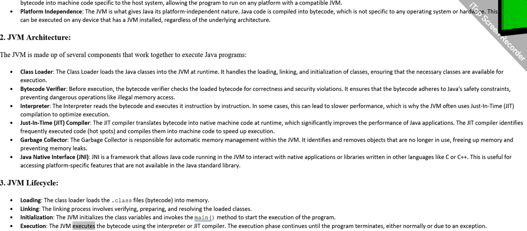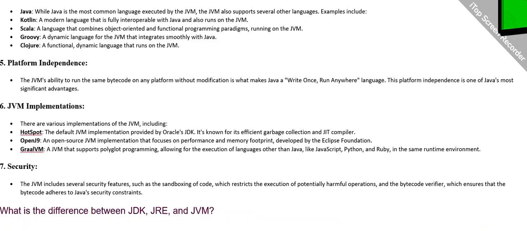Execution. The JVM executes the bytecode using the interpreter or JIT compiler. The execution phase continues until the program terminates, either normally or due to an exception. Shutdown. Once the program execution is complete, the JVM performs cleanup operations, including the final garbage collection, before shutting down.